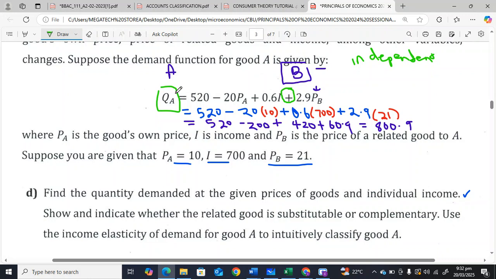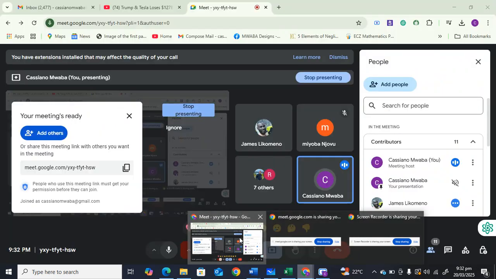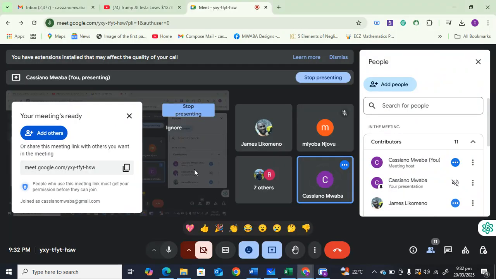Then if you see a negative sign, it's a complementary good. Let's go back to the tea and sugar. If the price of sugar goes up, you'll be reluctant to buy tea, because especially for most of us who drink tea with sugar, you'll be like, now sugar is expensive, I'm drinking tea without sugar. No, I can't manage.